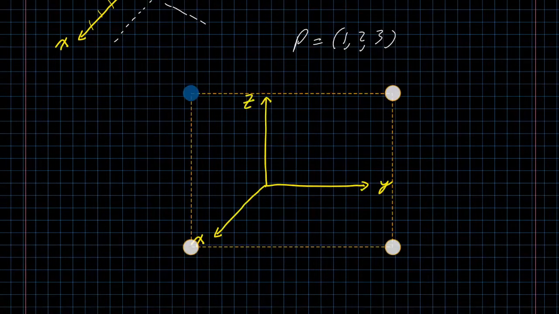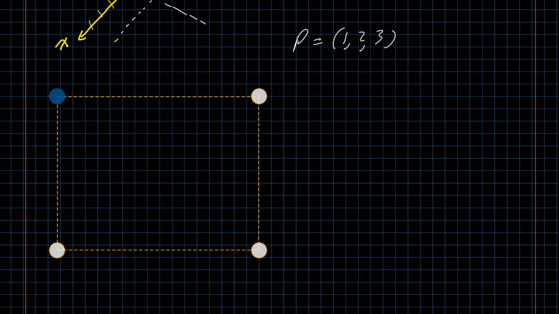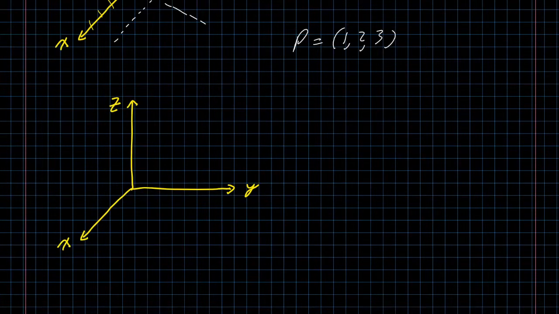All right, so if I paste in a new set of axes and I look at another point, we could draw multiple points in the same axes, but that's really messy. All right, let's look at point Q, which is 3, 1, 2.